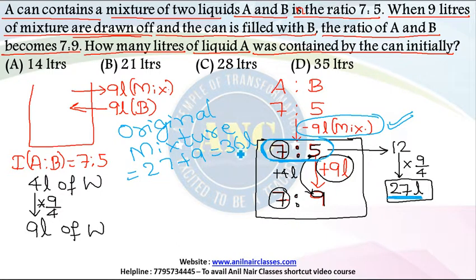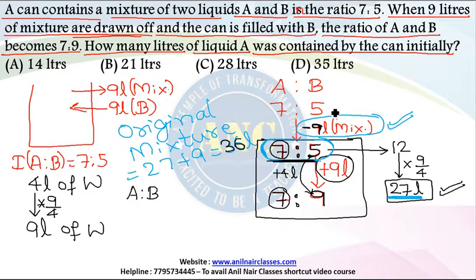I believe that the idea is very clear for you. I am repeating one more time if you are not clear. At this point of time, totally 27 liters of mixture is present. This 27 liters of mixture is what is present after removing 9 liters. That means if I add that 9 liters also, 27 plus 9 will give me the original mixture, which is nothing but 36 liters.